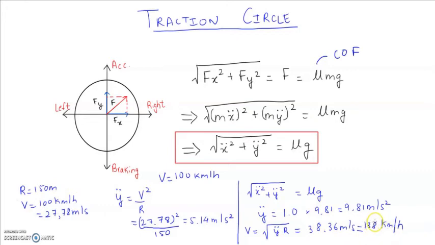So without acceleration or without applying the braking force, keeping the longitudinal force zero, we have the maximum allowable velocity through a turn with a radius of 150 meters. I can travel with a velocity of 138 kilometers per hour. So this was all the basics about the traction circle.